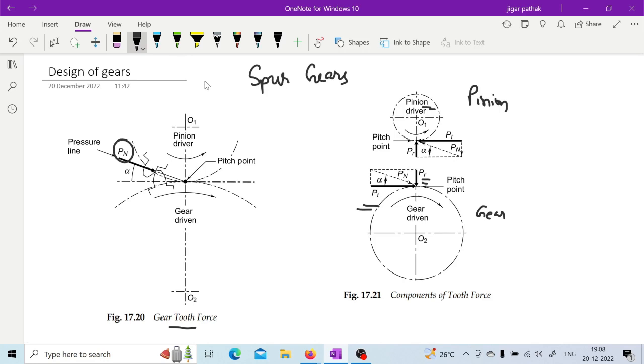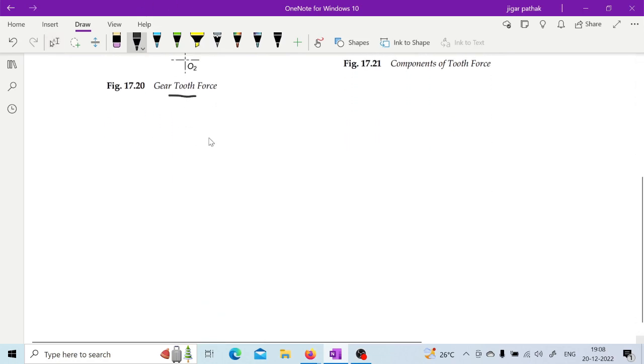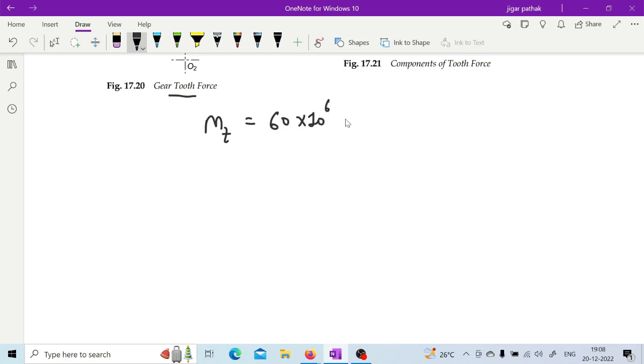If we want the torque transmitted while the gear pair or the teeth are in mesh with each other, it is given by this formula: Mt equals 60 into 10 raised to 6 times the power in kilowatt, divided by 2 pi n. Actually, as we know, power is equal to 2 pi nT by 60, and from that this equation has come.